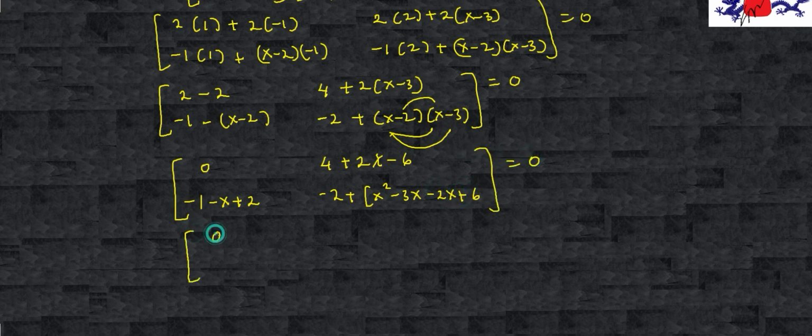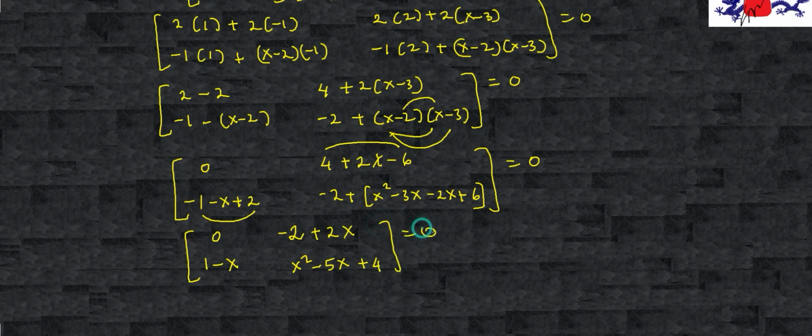Further, this is going to be 0. -1 added with 2 would give me 1, followed by -x. 4 added with -6 would give me -2, plus 2 times x. And in this case, I can rewrite this as x squared - 5x. 6 added with -2 would give me positive 4, which is equal to 0.